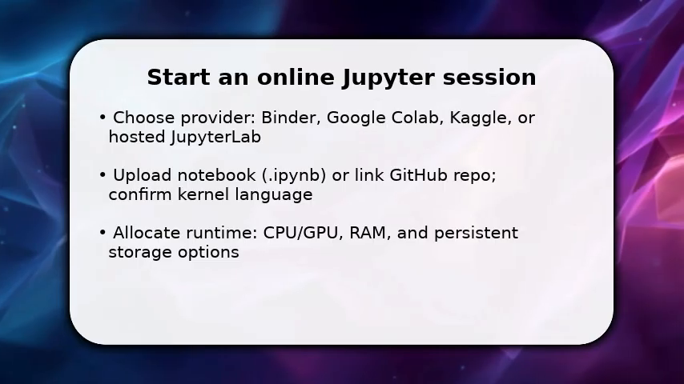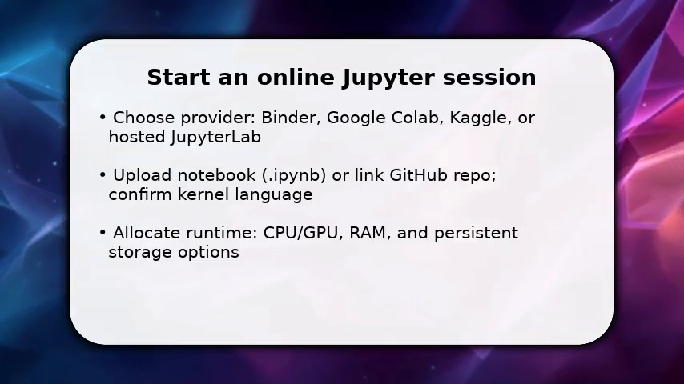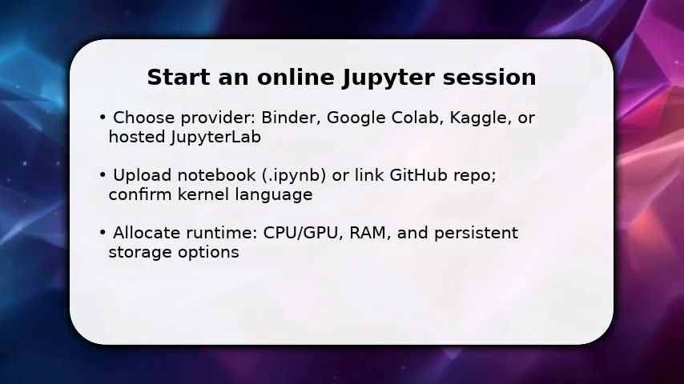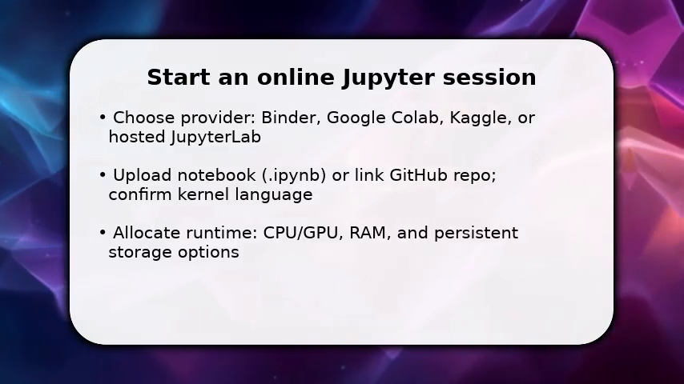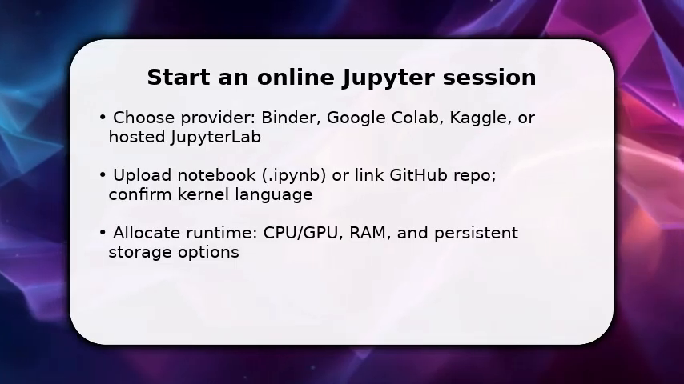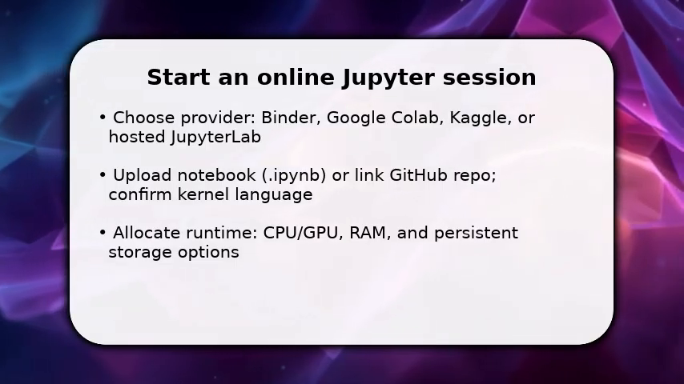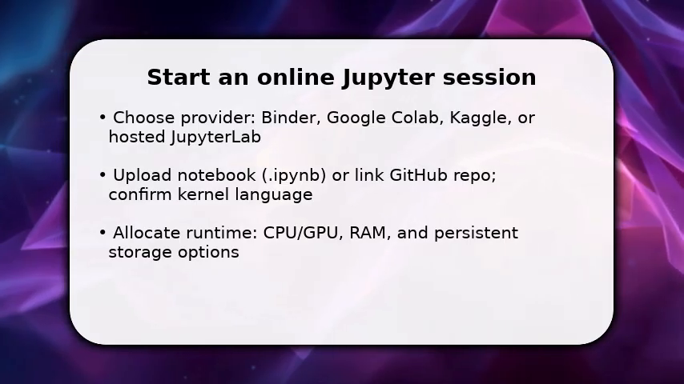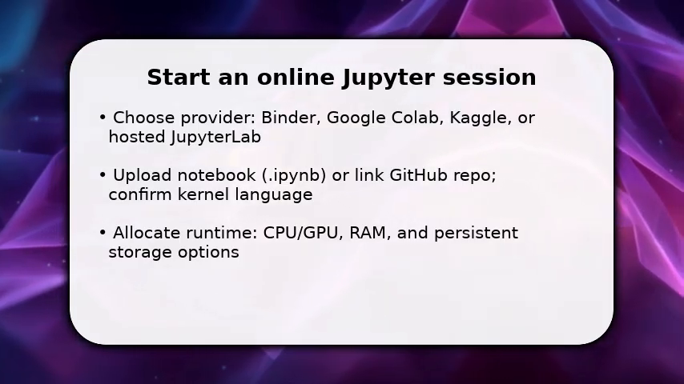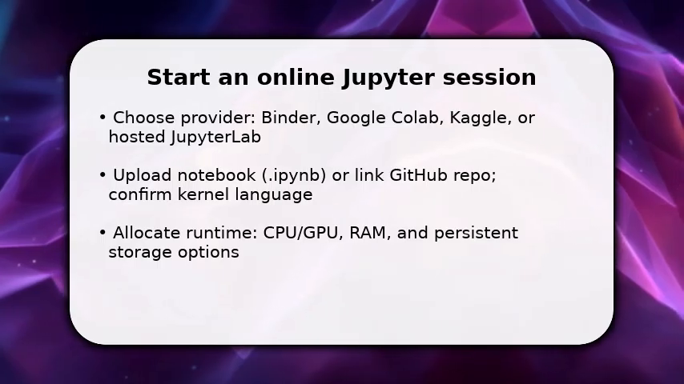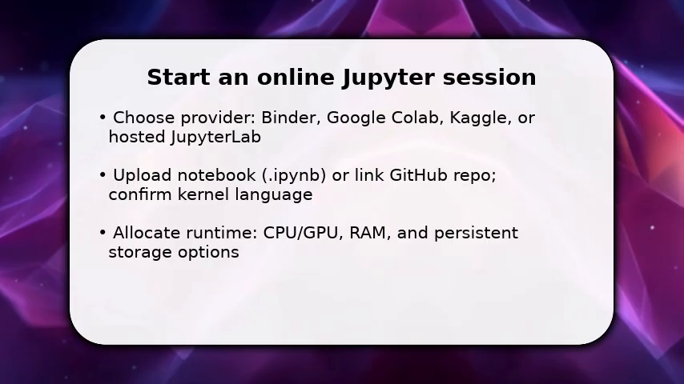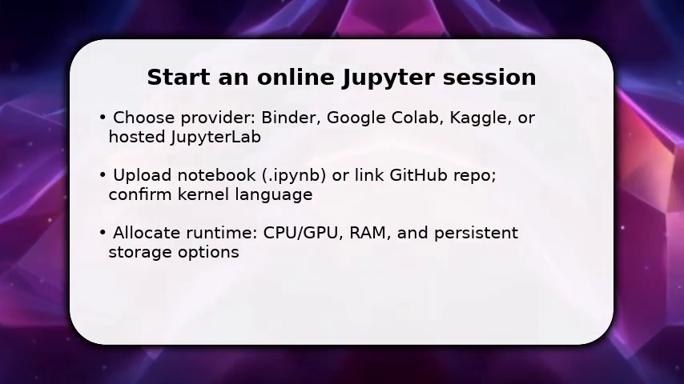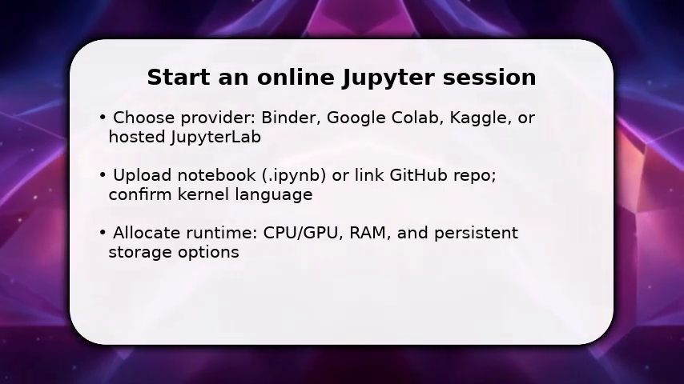You begin by launching a hosted Jupyter environment and connecting your files. First, pick a provider that matches your needs. For quick tests, use Colab. For reproducible repos, use Binder. Upload your IPYNB or connect to GitHub. Make sure the kernel matches your code language. Once done, set runtime resources like CPU or GPU and check available RAM. This gets you from 0 to an active notebook, where you can run cells immediately and iterate.